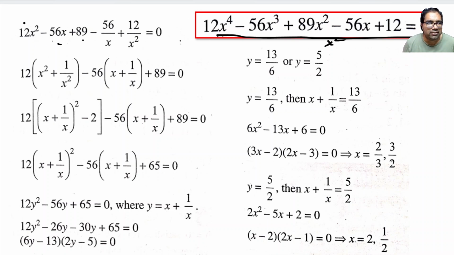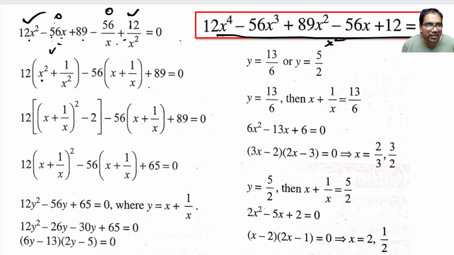Now let us combine this one and this one, and this one and this one. Okay. So 12x square plus 12 by x square, that is 12 into x square plus 1 by x square. That is this and this. Next, similarly, minus 56 into x plus 1 by x, combining this and this, minus 56 into x plus 1 by x plus 89.